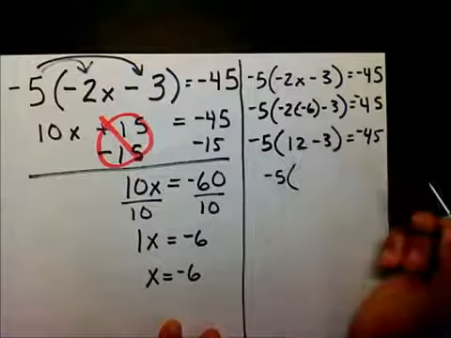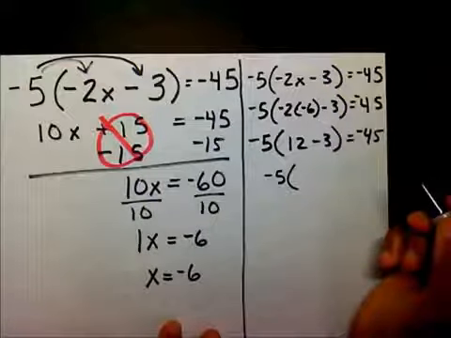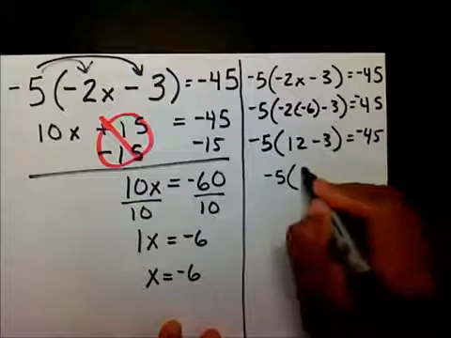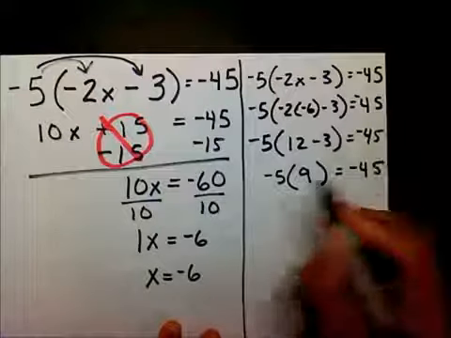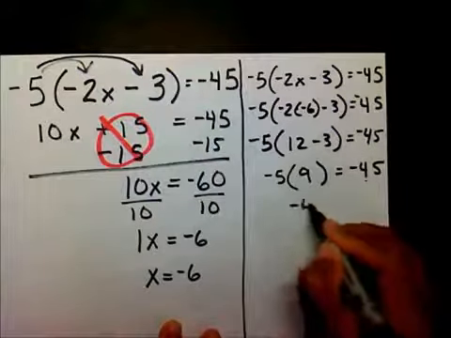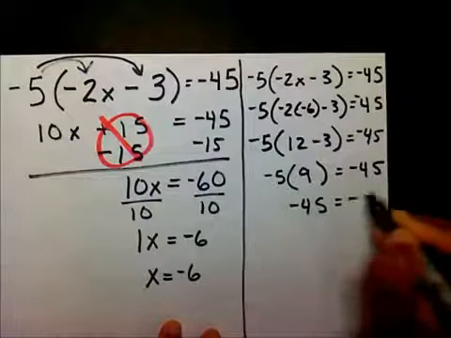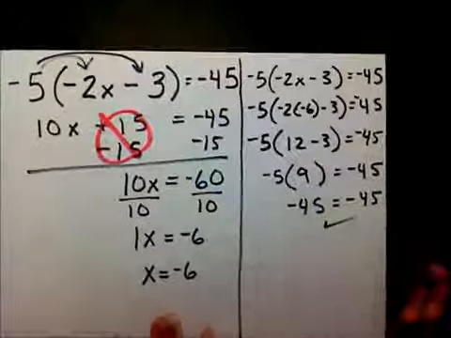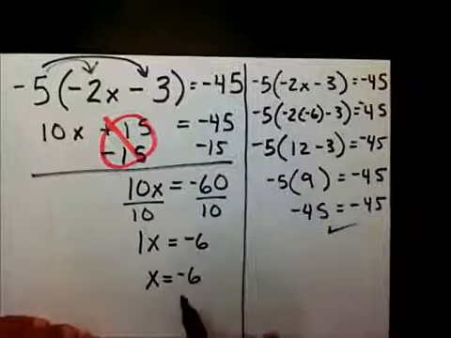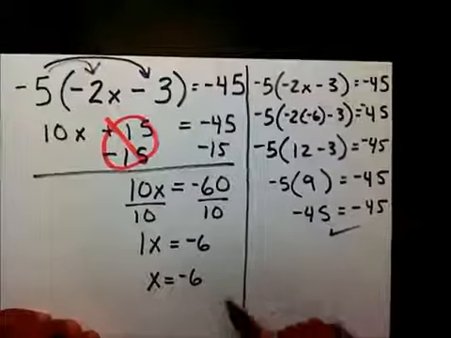12 minus 3 is 9. Negative 5 times 9 is negative 45. And I have negative 45 over here, so therefore negative 6 equals x, or x equals negative 6.